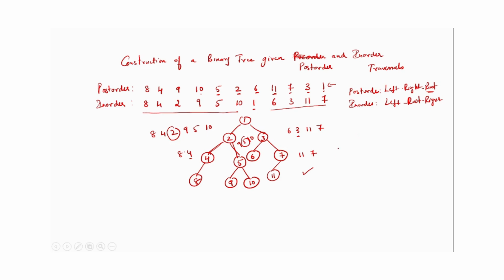So we have seen two things. We have constructed a binary tree from in order and pre-order. We have constructed a binary tree from in order and post order, right?